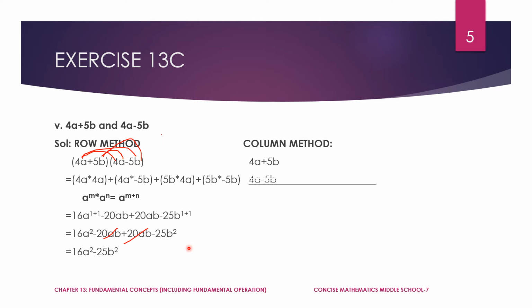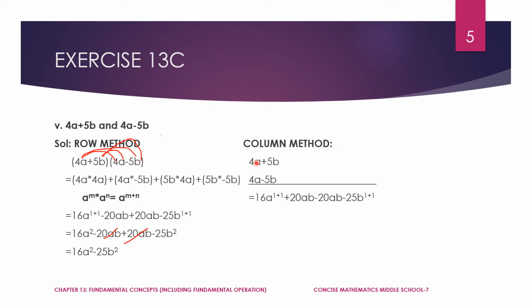Next, column method. Now we are going to multiply these two expressions. First, you have to multiply 4a into 4a, 4a into 5b, right? And after that, you need to multiply with minus 5b. Minus 5b should be multiplied with 4a, minus 5b should be multiplied with 5b. Is it clear? Okay.